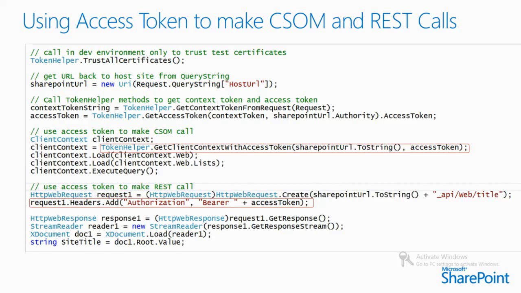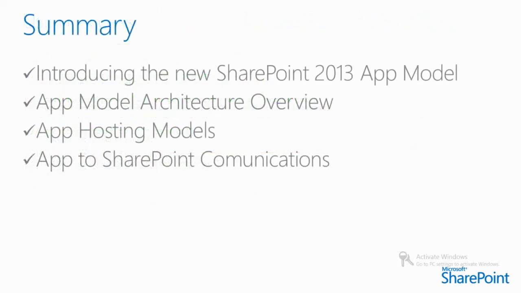If I wanted to make a REST-based call, you can see that in the lines down here at the bottom. I create an HTTP web request. I'm going after the web title. And then I add an authorization header where the bearer is the access token. That's basically the same thing that the client context with access token is doing. It's just doing it behind the scenes so you don't know. So ultimately what you have here is a very, very easy mechanism to handle what would otherwise be a fairly complicated dance that you need to do with the secure token service.